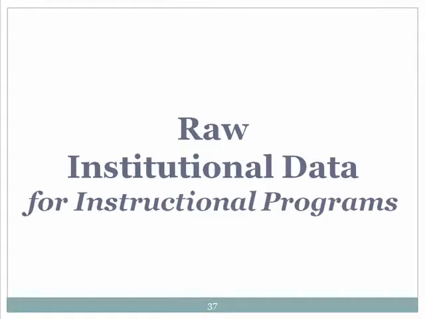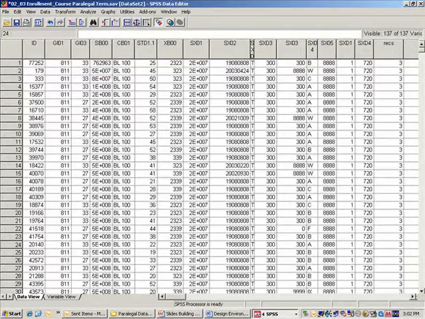We now turn to raw institutional data for instructional programs. Here, we present an example of how programs can conceptualize and request raw institutional data, and how the Office of Research and Planning logistically and analytically fulfills such requests. What you see here is an MIS data file in an SPSS data view format. Using these data, we would perform statistical analyses to produce results that you request for your program review report.